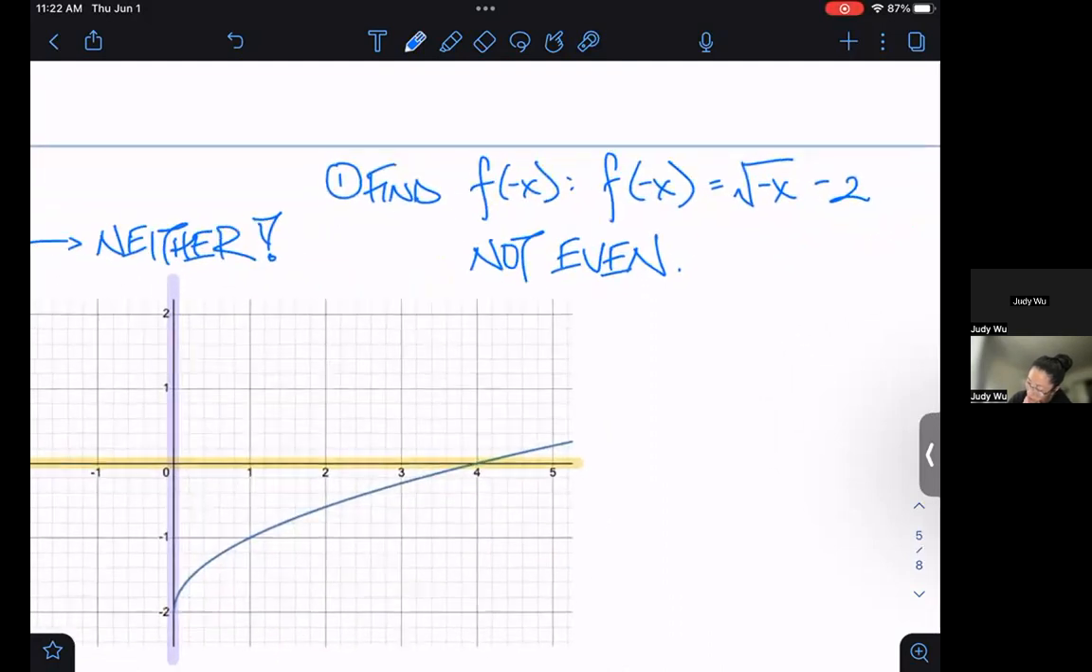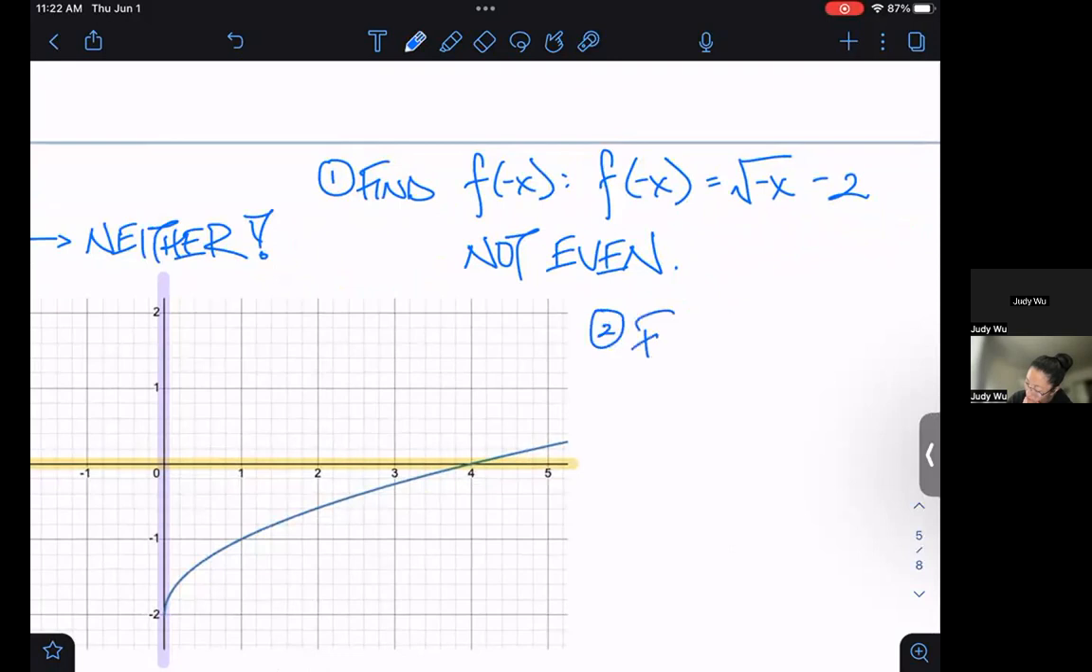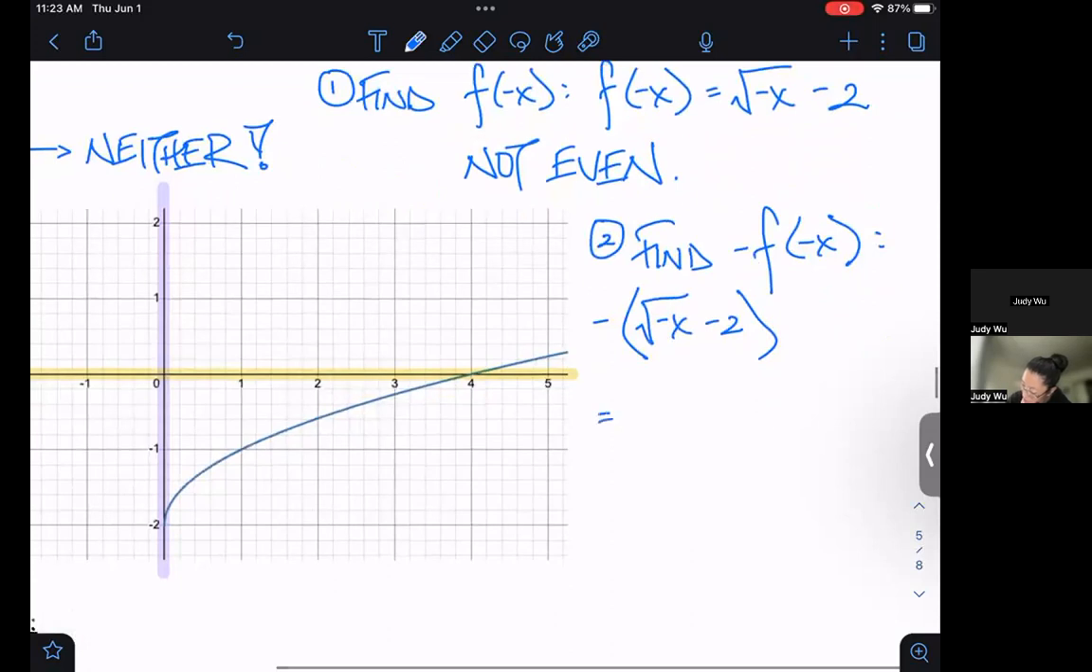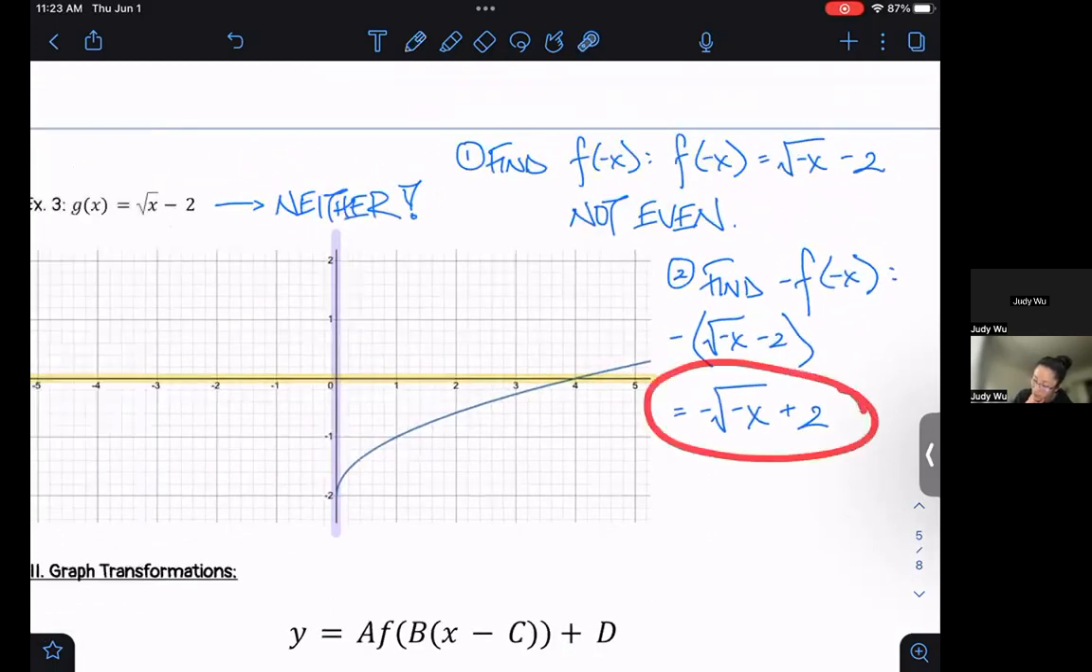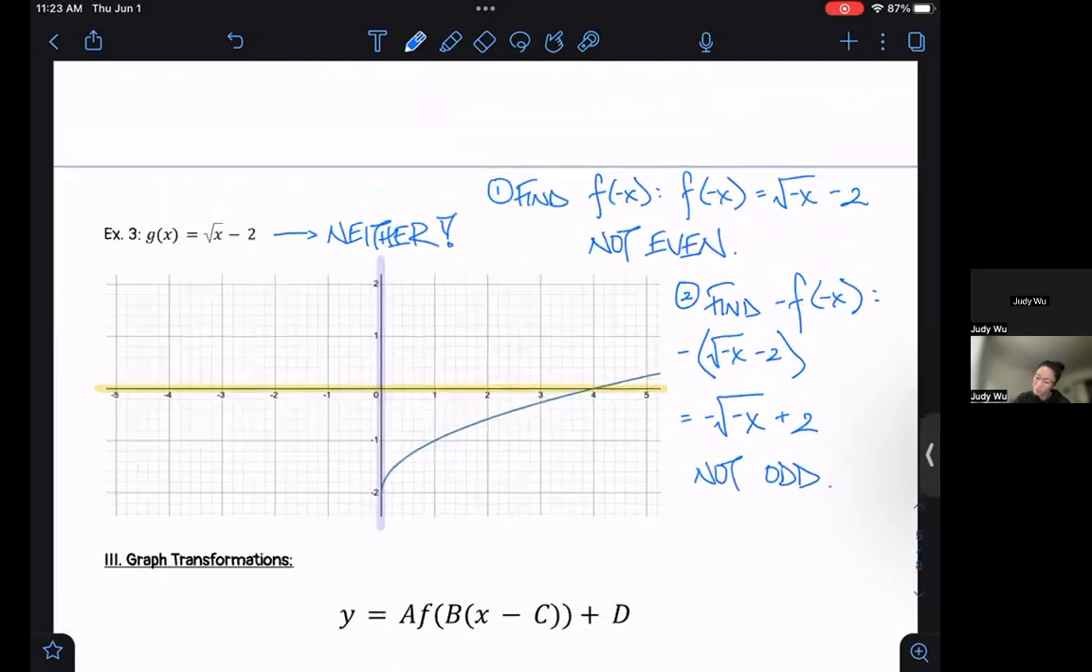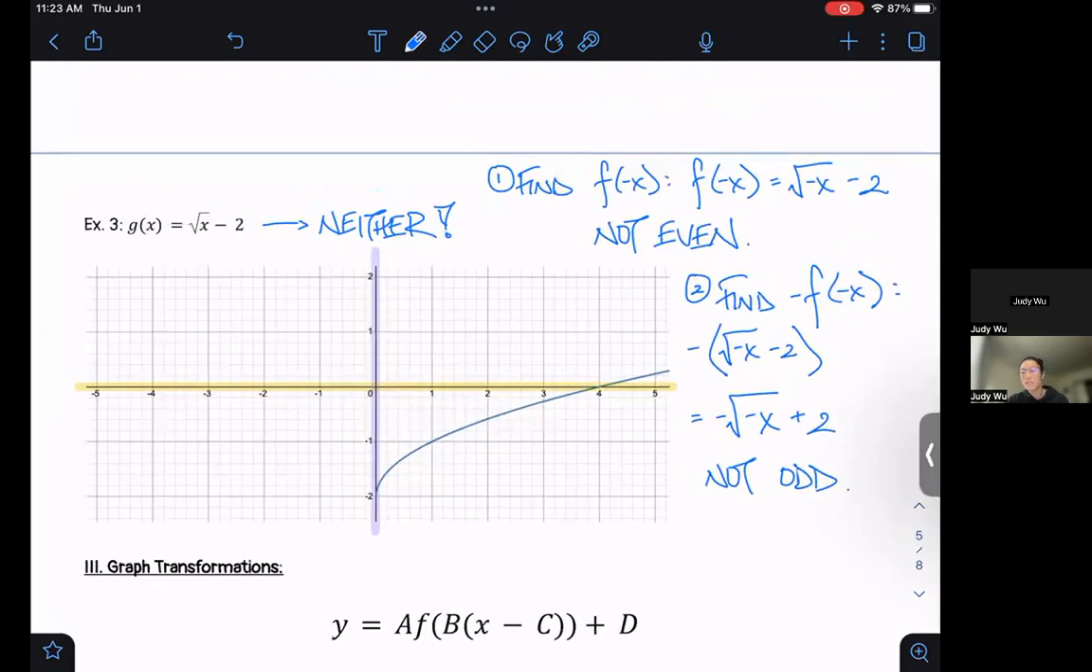Okay. Let's take this second step, and now let's find negative f of negative x. That gives negative square root of negative x minus 2, which gives us negative square root of negative 2 plus 2. And the same thing, this is not the same as the one we started with. So our function is not odd. All right. I did want to just throw one of those in there because sometimes we ask questions and we think, oh, it's either even or odd, but sometimes it's possible for it to be neither.